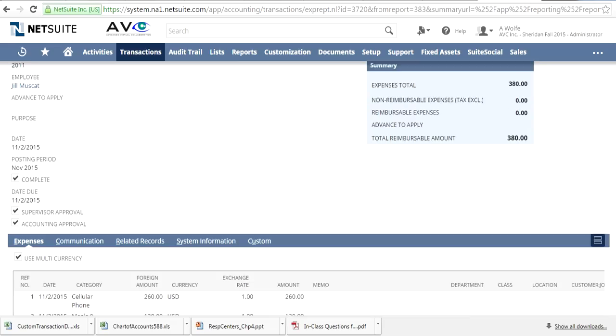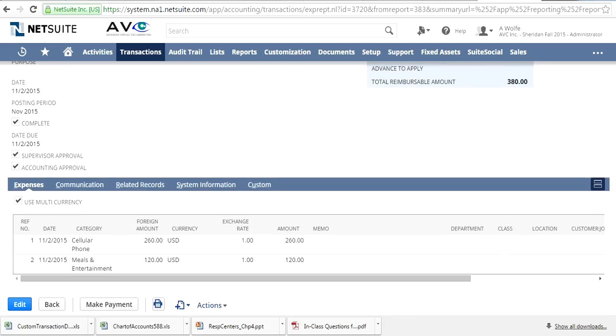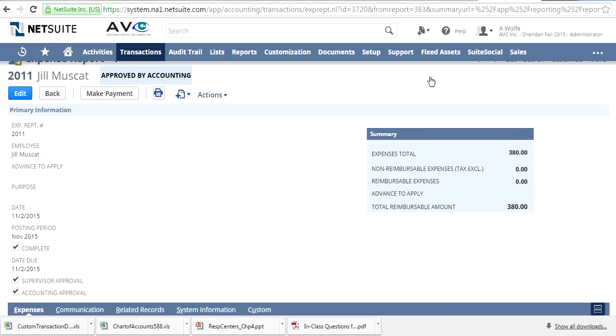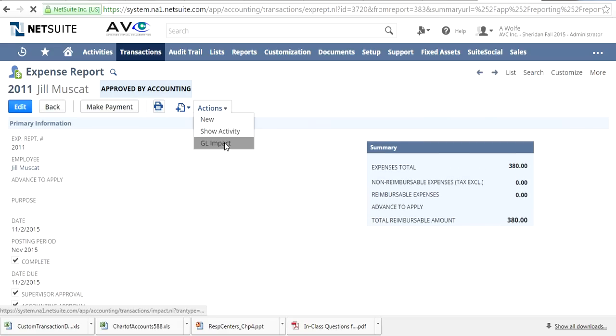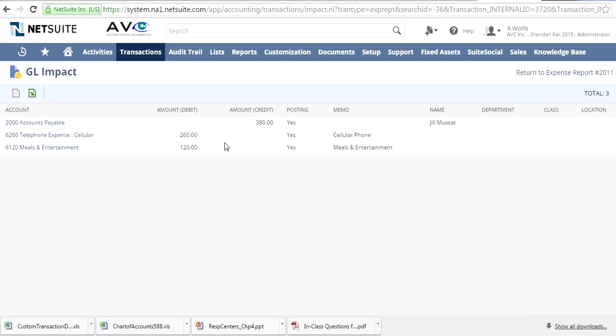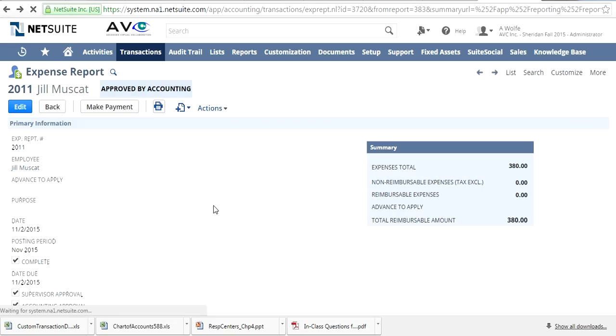And what I would want to see is, okay, so someone posted this. Where did it go? Well, I would go to Actions and GL Impact. Okay, this went to accounts payable directly. So someone entered this journal entry, and sorry, I picked up accounts payable, but I meant to look at accounts receivable. So let me go back and grab an accounts receivable entry.